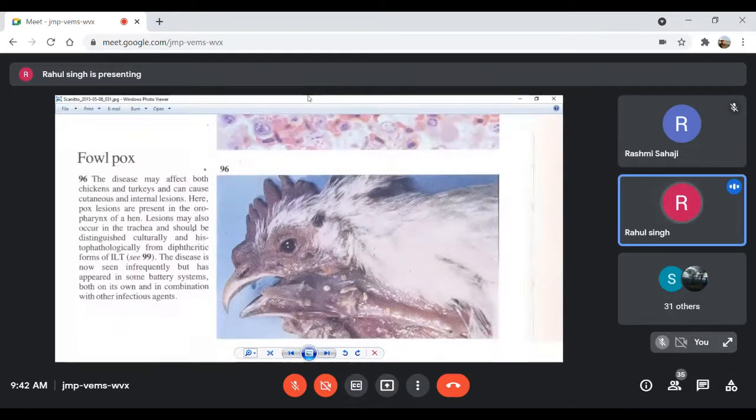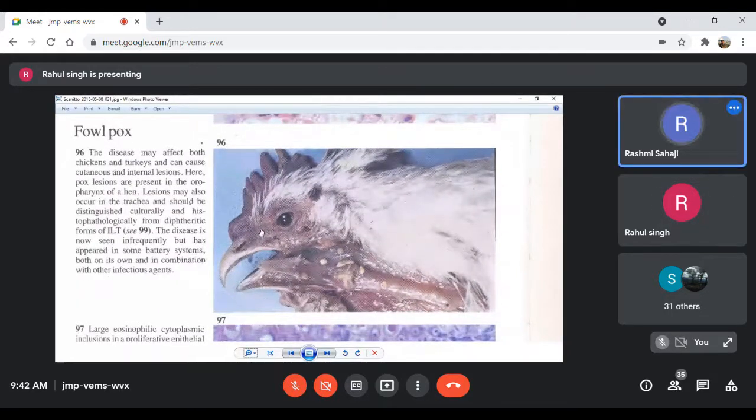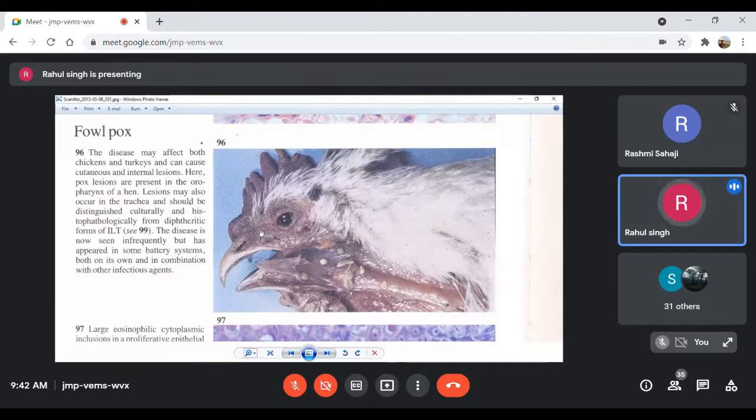Okay, this is fowl pox. Can you see this picture? Yes, sir. Okay. Now this is an example of wet pox. You can see this is the chicken. The oral cavity has been cut open up to the esophagus, and you can see nodular growth here.